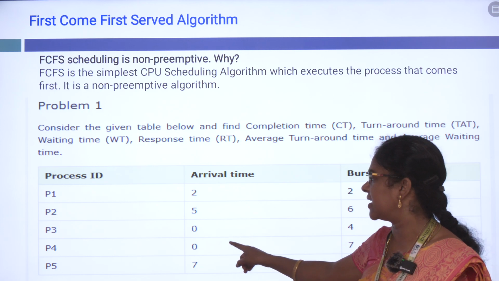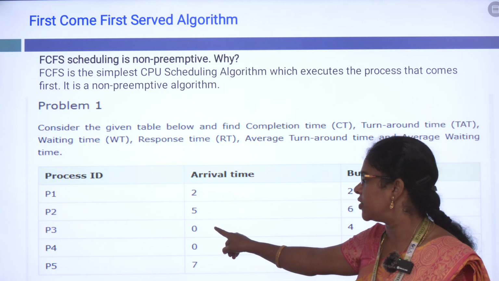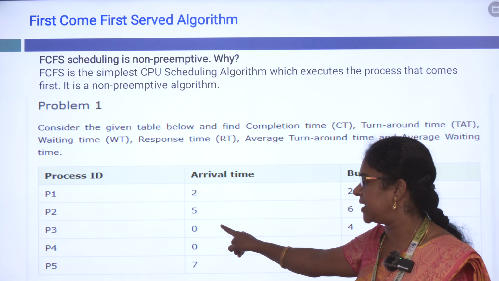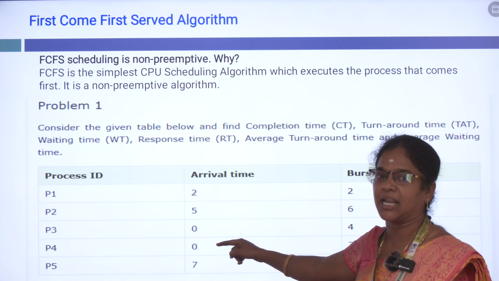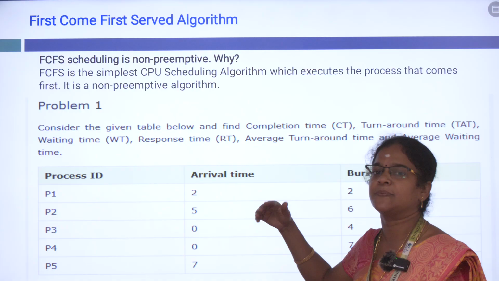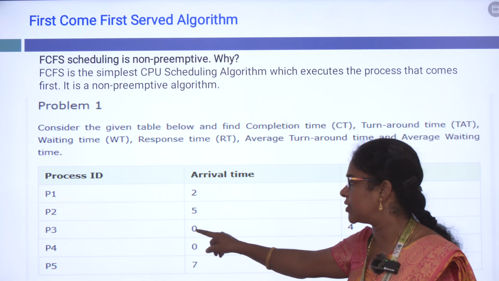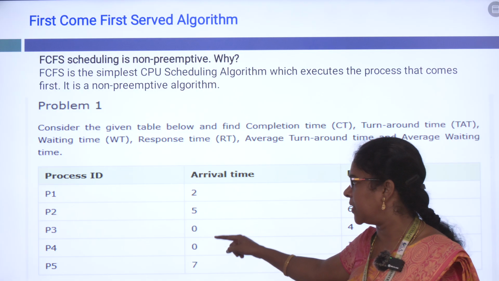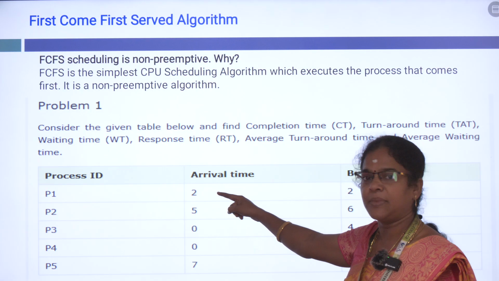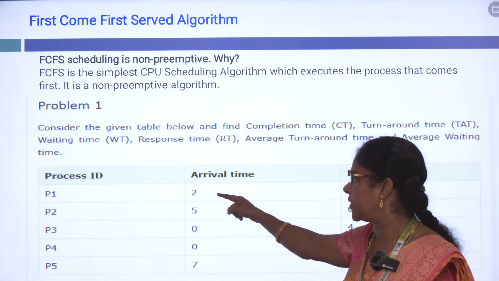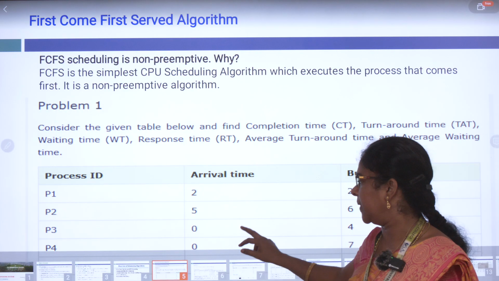In this first come first served FCFS scheduling algorithm, the arrival time starts from 0. Which process comes first? P3 and P4 both have the same arrival time, so the first process is P3, next is P4. Next, which has the least arrival time? P1 is next, then P2 and P5.